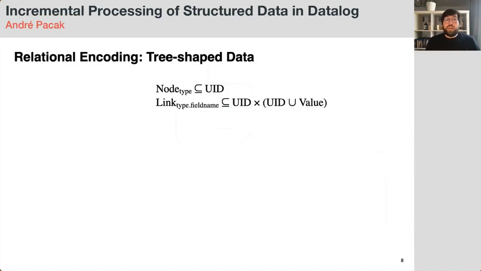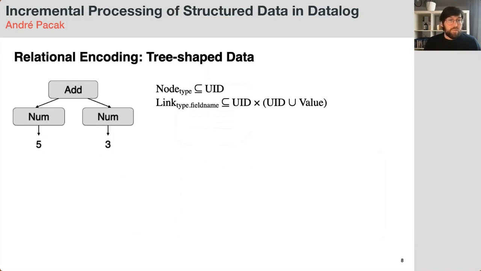First, let's have a look at tree-shaped data. We use a family of node relations to store the unique identifiers of the tree nodes, and this family is indexed by the node types. Additionally, we use a family of link relations to store all parent-child connections. And this family is indexed by the parent node type and the field which connects the two elements.